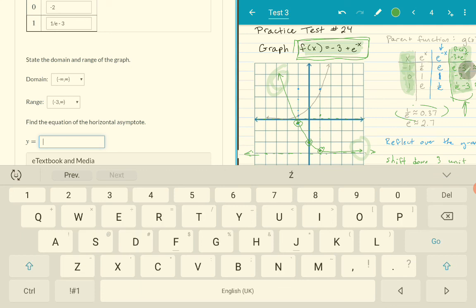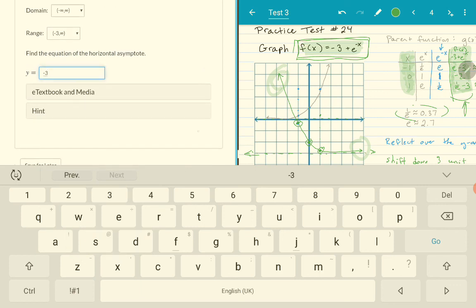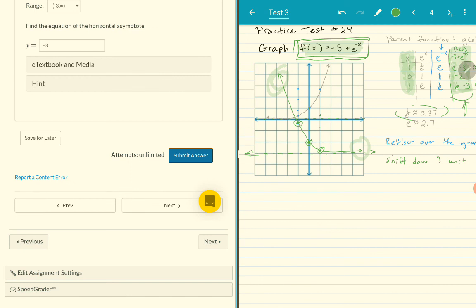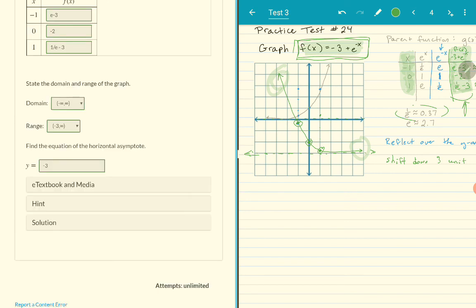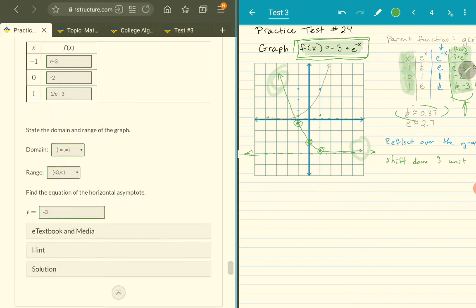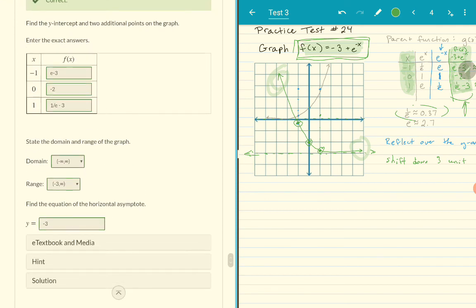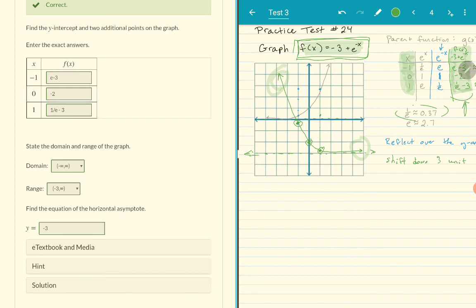Oh, darn it. Negative 3. All right, then I will click submit. Twice. And there we go. So that's number 24 from the practice test for test 3.